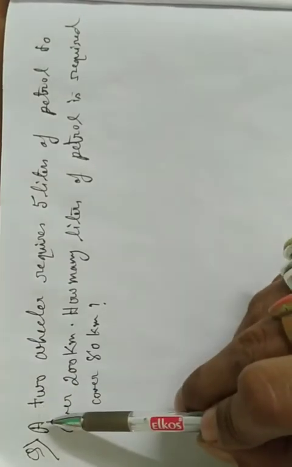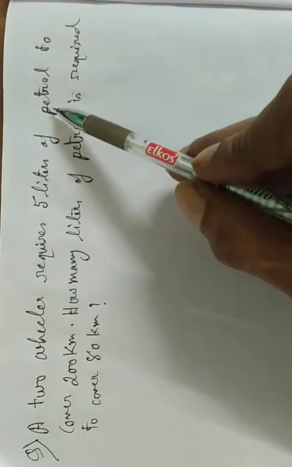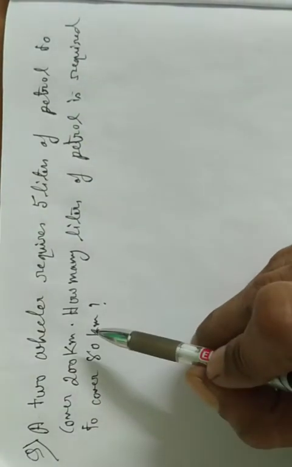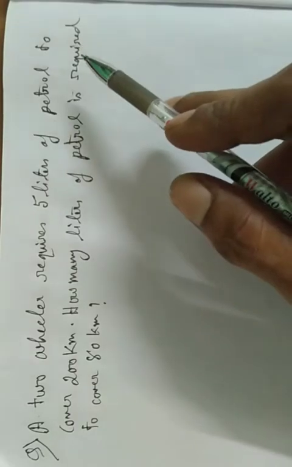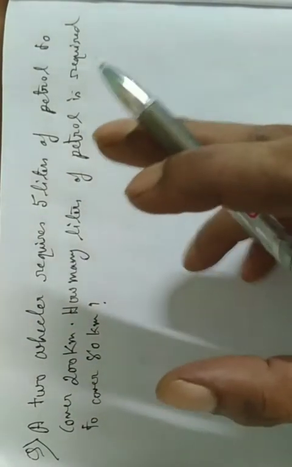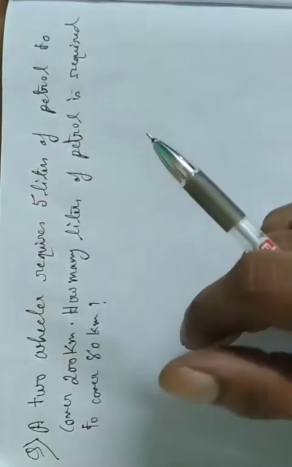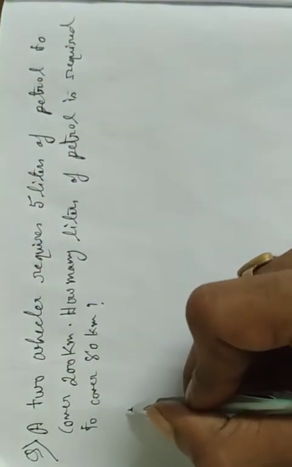See here, a two-wheeler requires 5 liters of petrol to cover 200 kilometers. How many liters of petrol is required to cover 80 kilometers? You can solve it by two methods. One is ratio proportion and another one is unitary method. Then let's solve it.